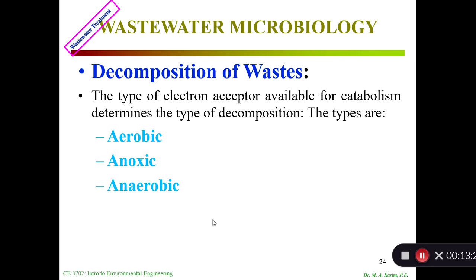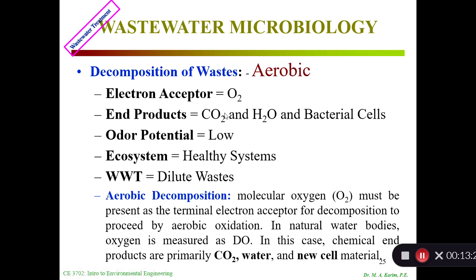Decomposition of waste: there are basically three types. One is aerobic, then anoxic, and anaerobic. Aerobic is basically the same as aerobic bacteria. Oxygen is the electron acceptor. Carbon dioxide, odor, and new cells are created as end products. Odor potential is very low because it doesn't create hydrogen sulfide and other materials. The ecosystem is a very healthy system, and in wastewater treatment it mainly dilutes waste.